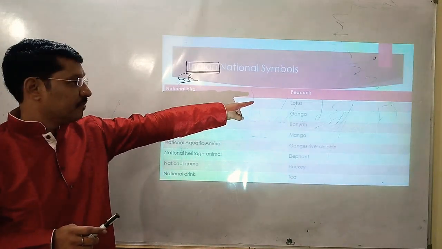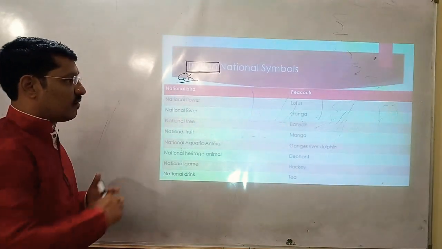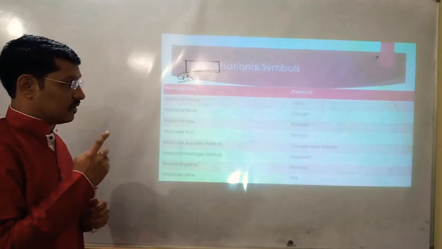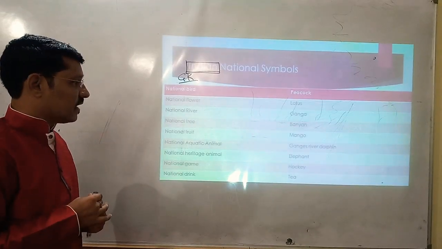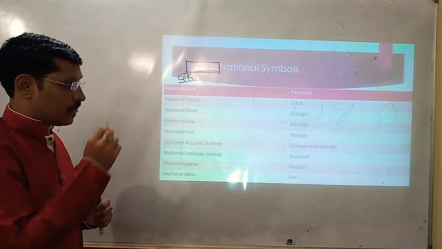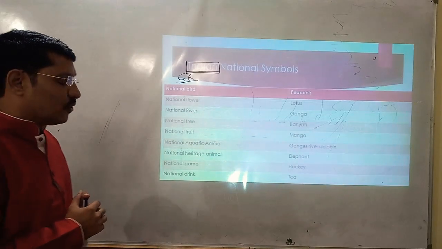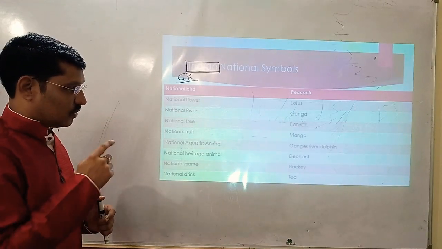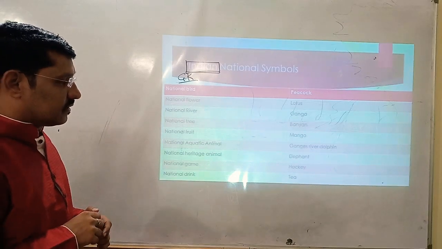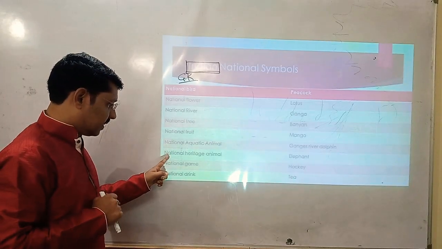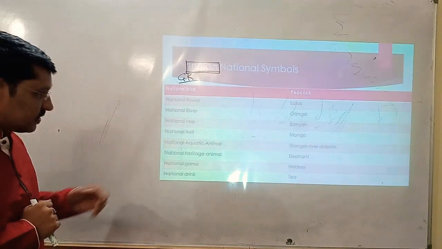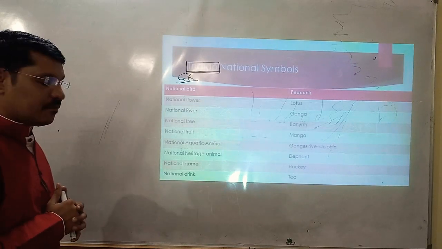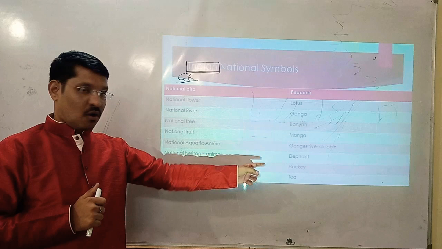National bird, peacock. National flower, lotus. National river, the Ganga. National tree, which is that one? Banyan tree. National fruit, mango. National aquatic animal, the dolphin, that is the Ganges river dolphin. Next is the national heritage animal, that is the elephant. Then the national game, the Indian national game is hockey.